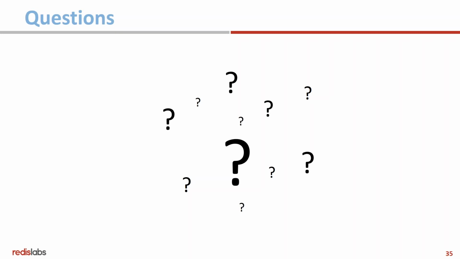Okay. Now let me look at the next question. Can the PubSub model guarantee message delivery? No. That's in one word. If I need to answer, no, it doesn't guarantee message delivery.